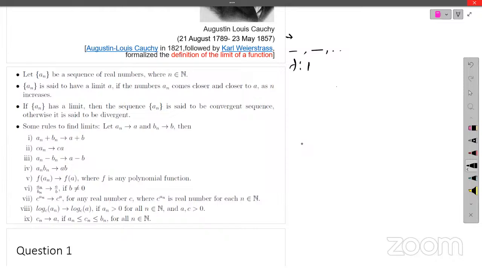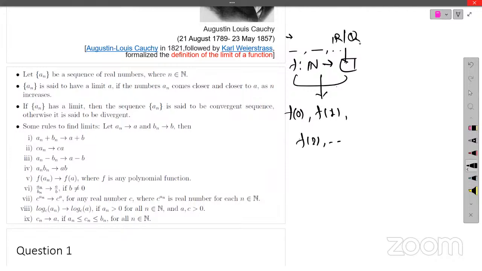Because if you have a function f from natural numbers to any set, here the set can be anything: real numbers, rational numbers, integers. Using this function, you can extract a list, and that list will contain the image points. Image points means the function value at 0, comma, the function value at 1, comma, the function value at 2, and so on, right?